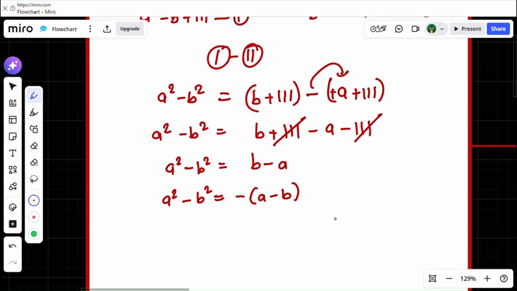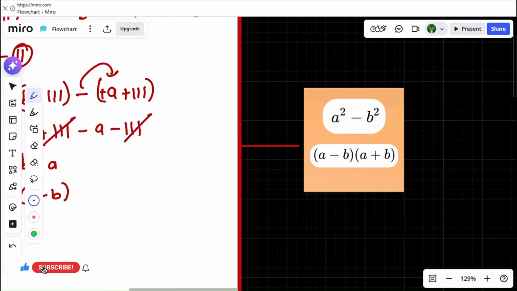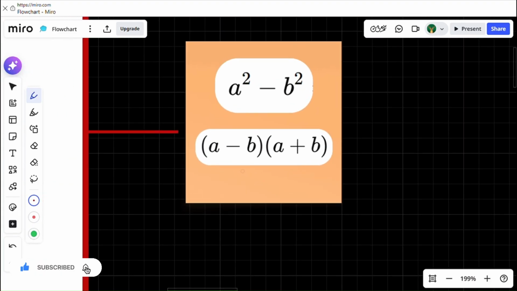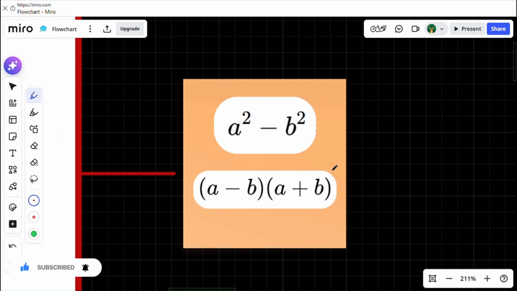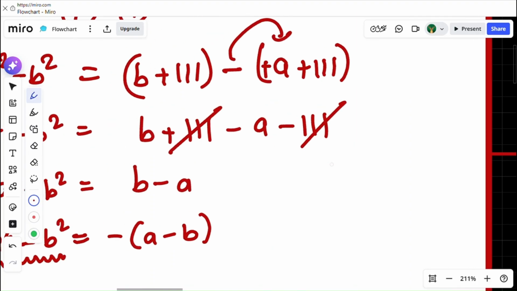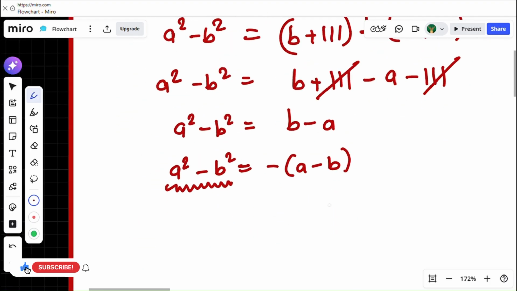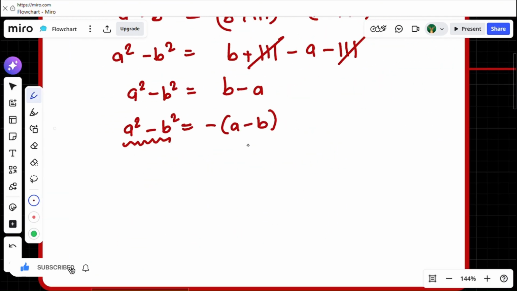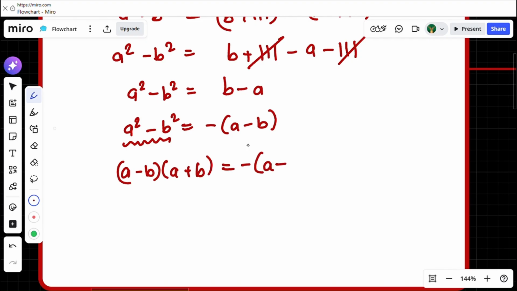So now we calculate with the property and also say that formula. This is the algebraic formula: a square minus b square is equal to a minus b multiply a plus b. So we can use the formula: a minus b and a plus b is equal to minus a minus b.